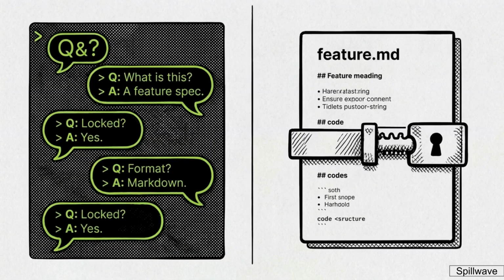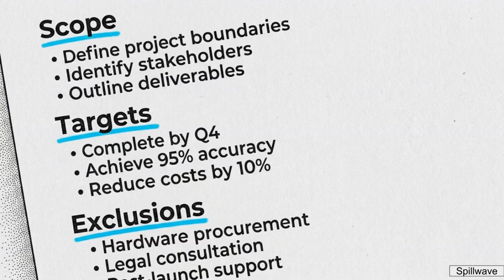The output of this interrogation is a static, frozen file written to disk, named feature.md. It clearly defines the problem, the required goals, non-goals, and explicitly rejected alternatives.